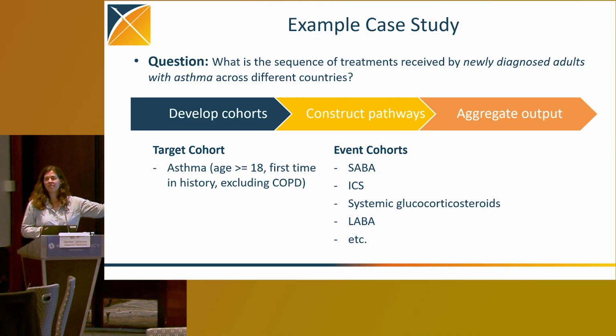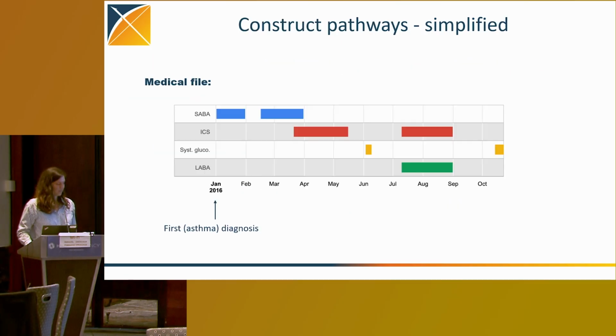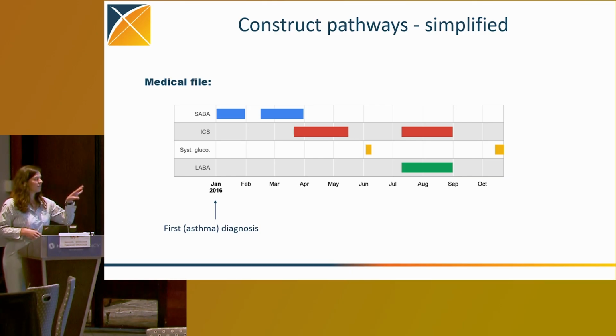Event cohorts that I could be interested in for this specific group of patients are just all the drug classes that patients receive for asthma, which is, for example, SABA, ICS, systemic corticosteroids, LABA, and many more. I'm not going to define those cohorts now, but any of the OHDSI tools that are available, be it Atlas, raw SQL queries or the HADES packages, can be used to define the inclusion-exclusion criteria as well as generate these cohorts. I'm going to start from the point where we do have those cohorts generated, and therefore we can see that for one individual, their medical file looks like this.